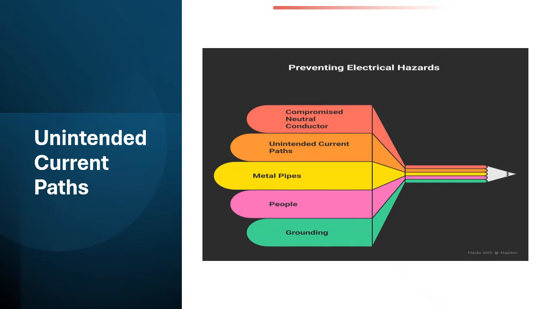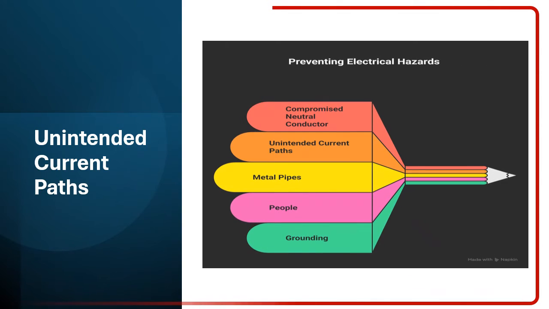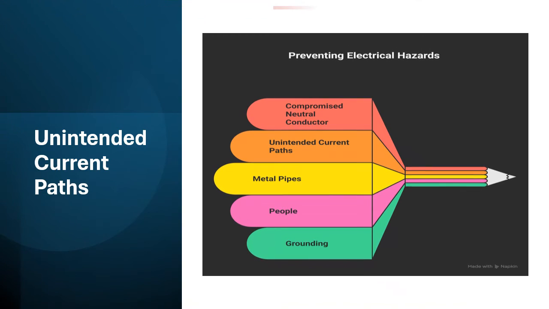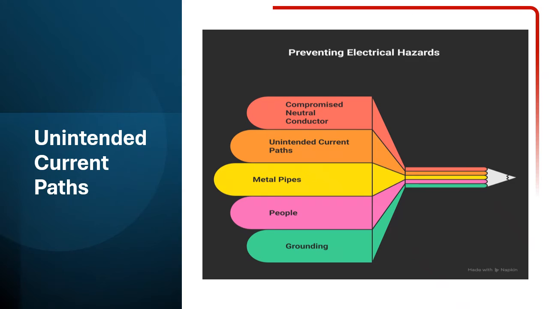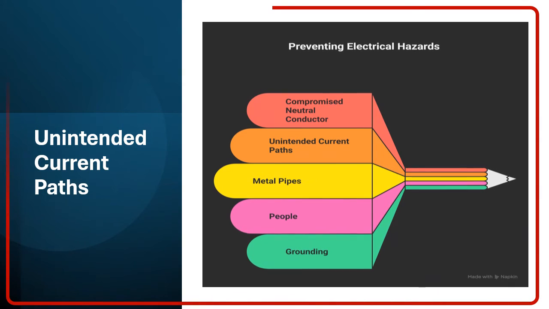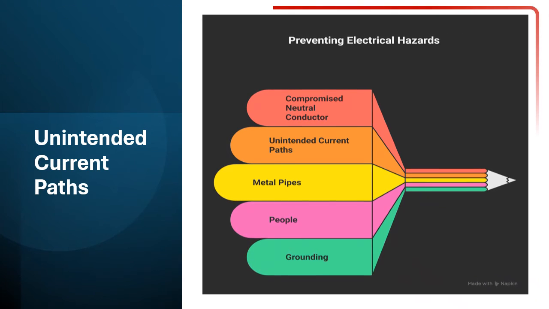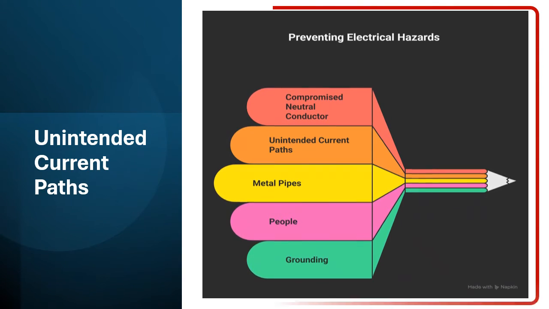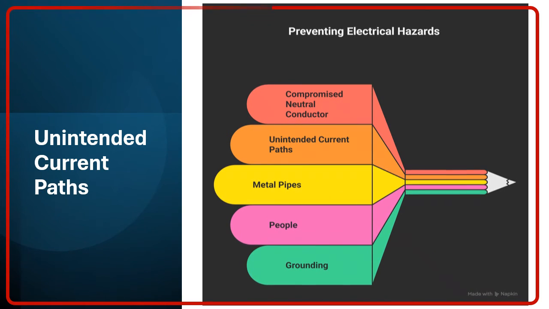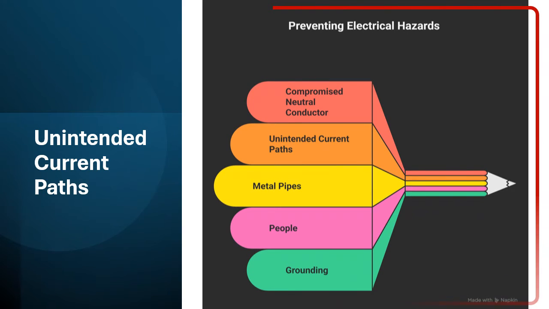Unintended current paths. If the neutral conductor is compromised, electricity may find an unintended path to complete the circuit. This could be through metal pipes or even people. These unintended current paths are extremely dangerous, increasing the risk of electric shock and potentially starting fires. It is essential to ensure that the neutral conductor is properly grounded and protected to prevent unintended current paths.